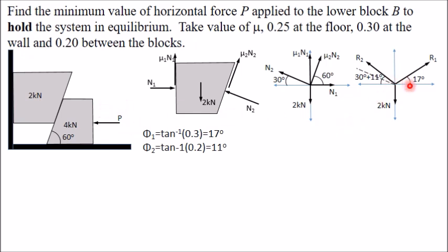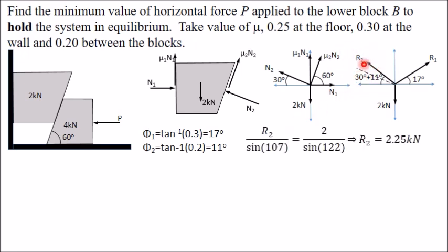In this particular case we require only R2, because this R2 is the force acting between the 2 kilonewton and 4 kilonewton blocks. So I am interested in calculating this R2 only. How can you calculate R2? You can apply Lami's theorem.